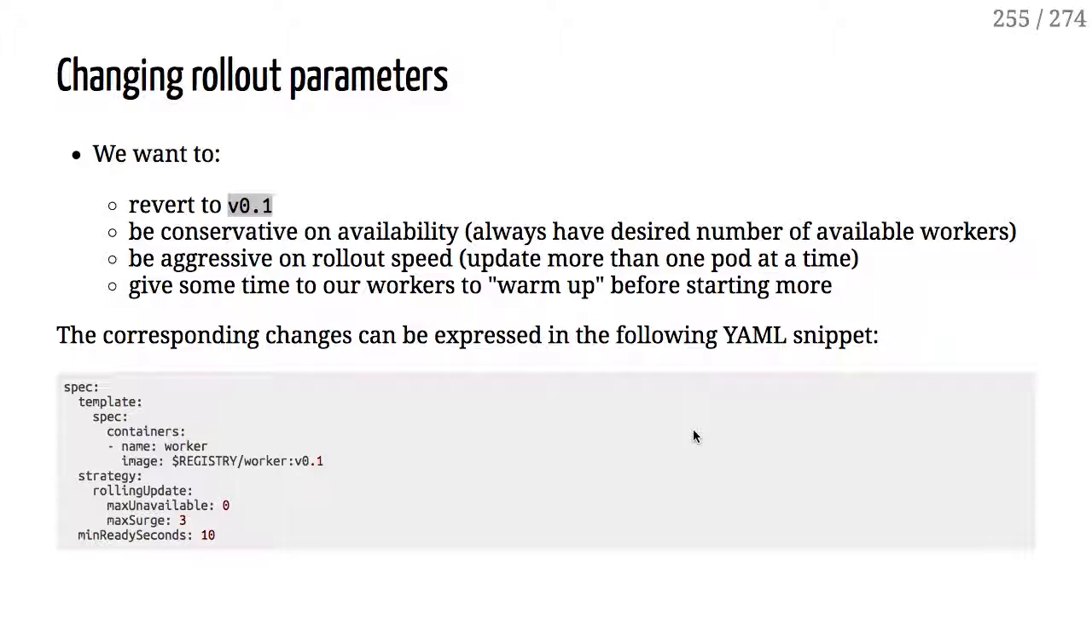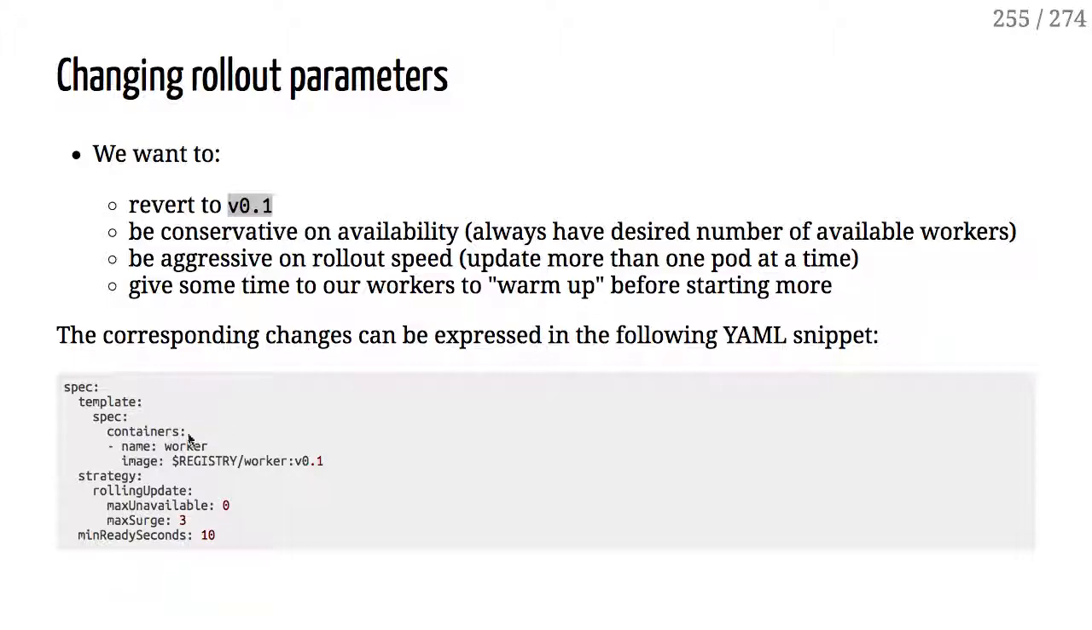If we want, we can change these rollout parameters. For instance, here I want to go back to v0.1, but I don't want to terminate any container. I want to start the new containers first, and then once they're up, shut down the old containers. So in other words, I want max unavailable 0 and max surge, let's say 3. So I could do a kubectl edit deployment worker, but I wanted to show you yet another way to edit resources. And we can do that with a YAML diff.